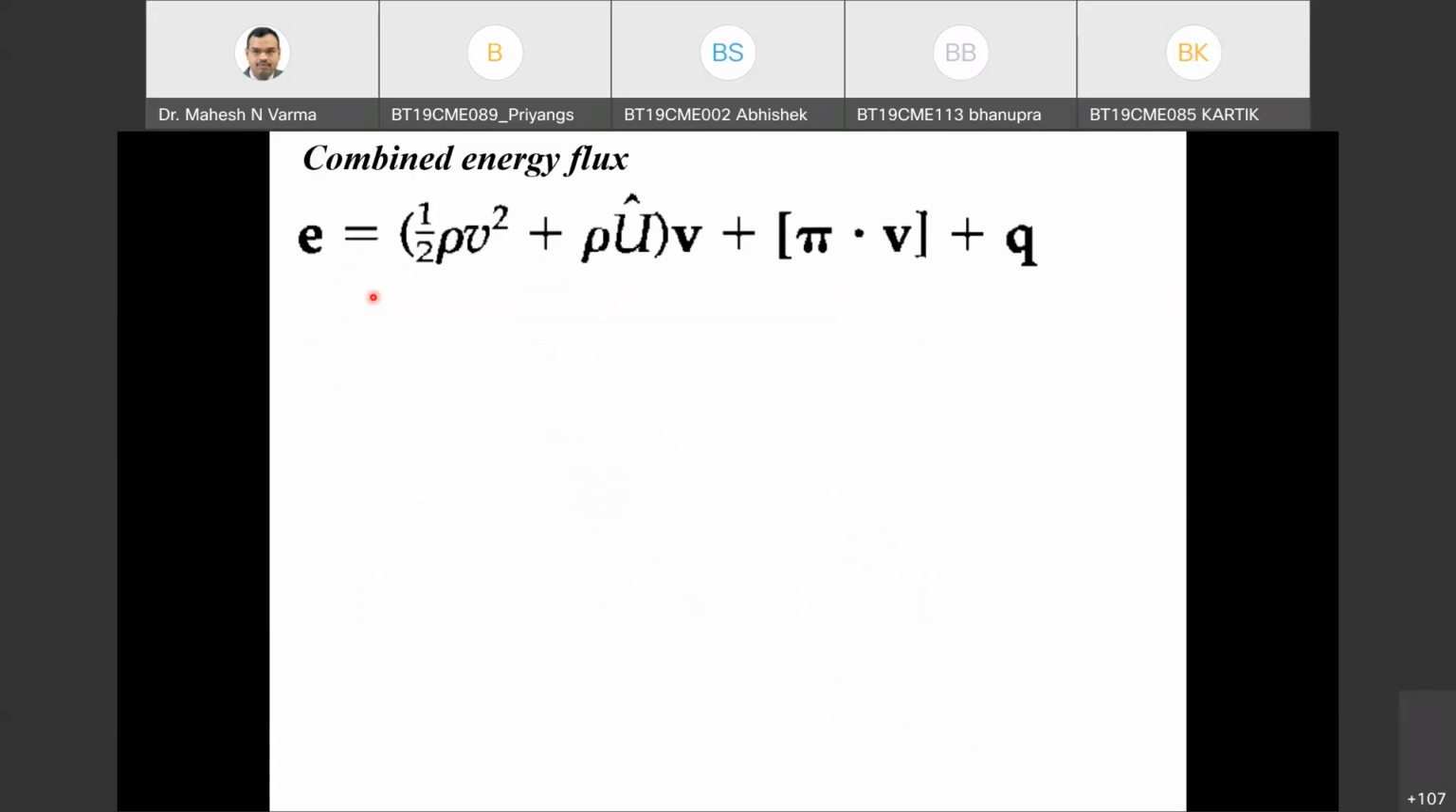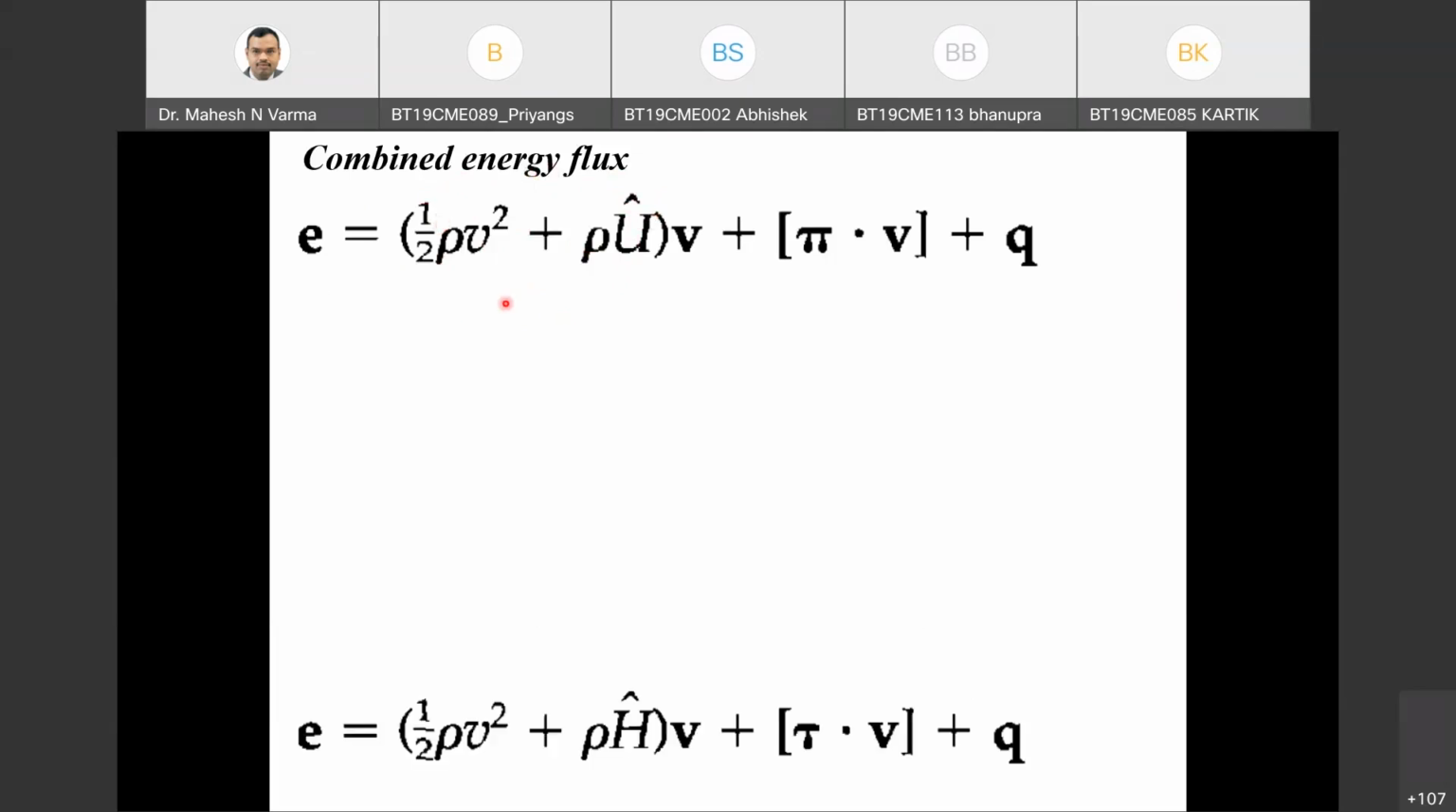Okay, combined energy flux. So this is the combined energy flux: half rho v squared, and rho v u. This will be the total energy content, and we will use this whenever there is a flow system. But as now we have a reacting system, instead of internal energy we will be using enthalpy, and this equation and that equation are the same.